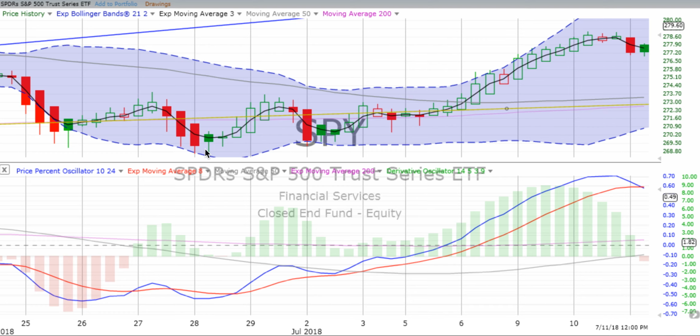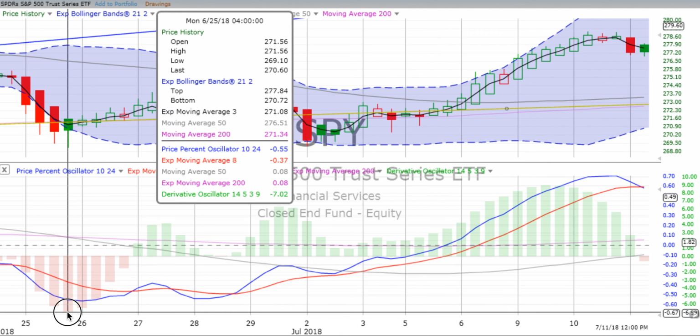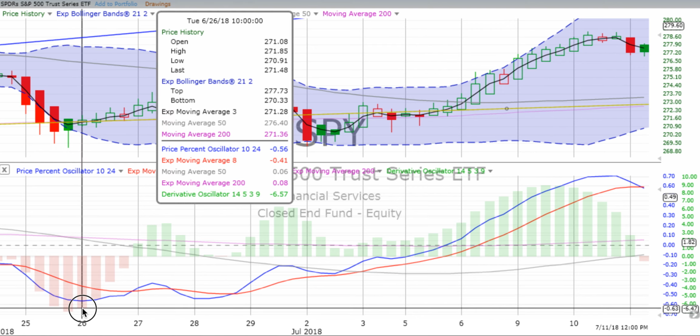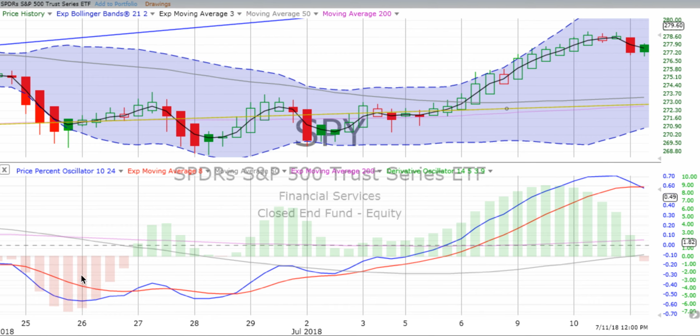Now there's some really interesting things that can occur, and I want you to see it on the chart that we're looking at. We see things bottom out at 4 p.m. on Monday the 25th of June. And then on Tuesday morning, the 26th of June, we see the derivative oscillator starting to lose downward momentum, moving up. We see a green box form, and then things move up for several 2-hour time periods.